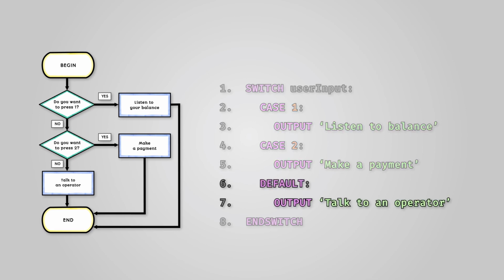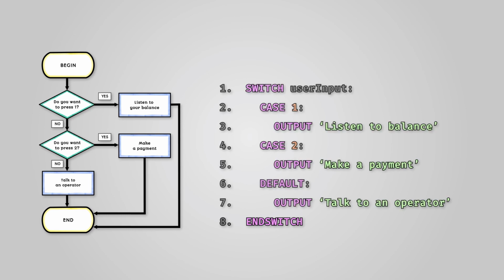After we have our specific case statements, we also have a default case. This runs whenever the other cases do not. This is like the else statement at the end of the if, else code. We then end our switch case code with the end switch keyword.